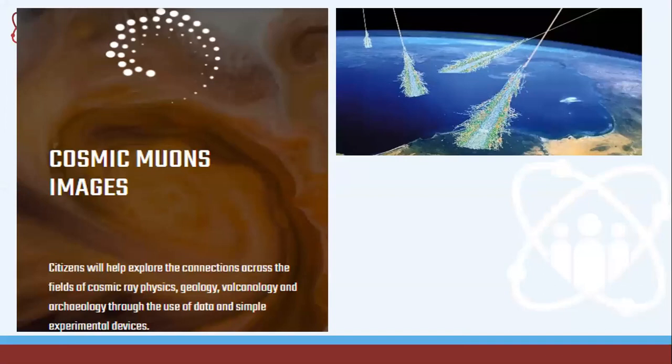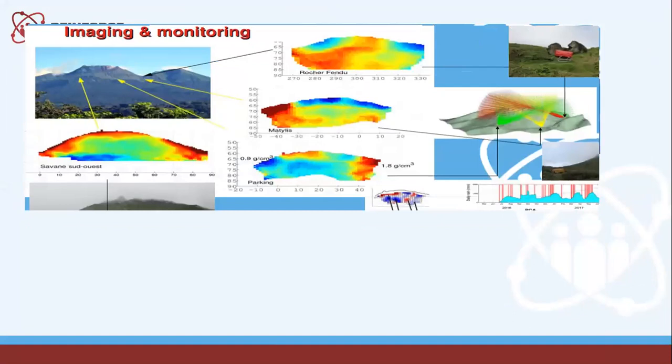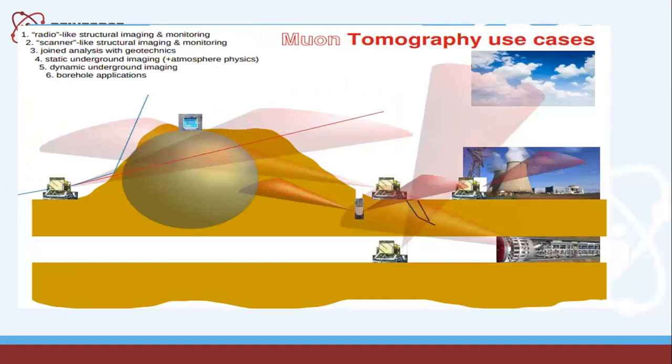A very interesting one is using cosmic muons to do imaging. Manolis also mentioned it yesterday. The muons emitted from space, but also from other sources, man-made sources like radioactivity, can really help us to scan huge objects, even mountains, to look at what's inside. And in order to improve the sensitivity of the scanners and to do muon tomography, it's very important for us to have the feedback of the citizens.